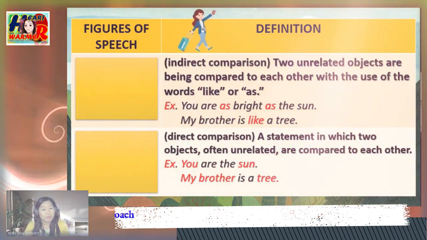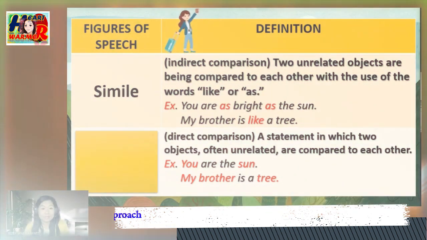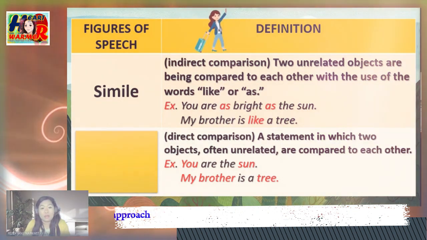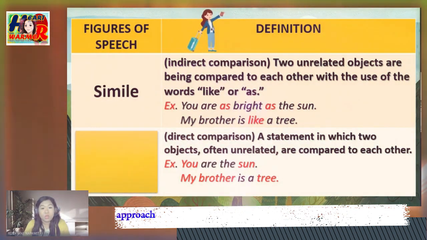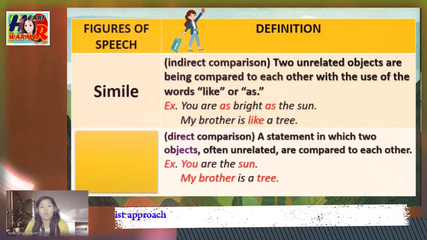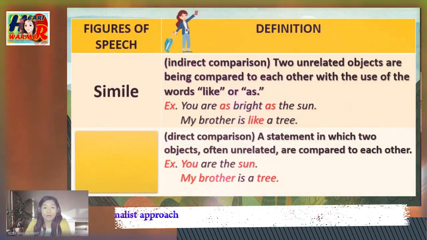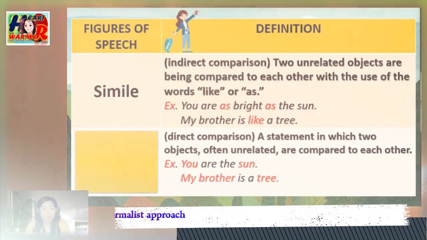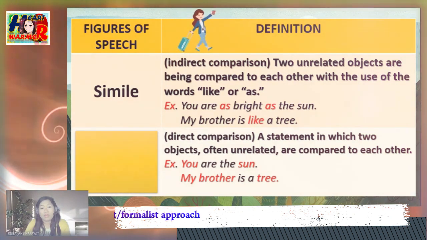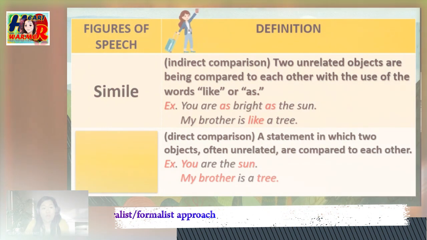So a while ago, you remember that? It is called simile. Next, direct comparison. So a while ago it's indirect, this one is direct. Direct because you don't use the words like or as anymore. A statement in which two objects that are often unrelated are compared to each other. Like for example, if we are going to change the examples of simile to metaphor, we will just simply remove the words like or as.